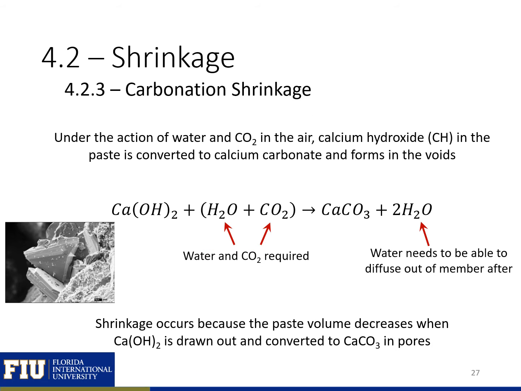Another type of shrinkage is called carbonation shrinkage, or chemical shrinkage. Essentially here, under the action of water and CO2 in the air, calcium hydroxide in the paste is converted to calcium carbonate and forms in the voids. So essentially, this reaction occurs: we have our CH, our calcium hydroxide, reacting with water and CO2 to form calcium carbonate and more water. So our shrinkage occurs because the paste volume decreases when our CH is drawn out and converted to calcium carbonate in the pores.